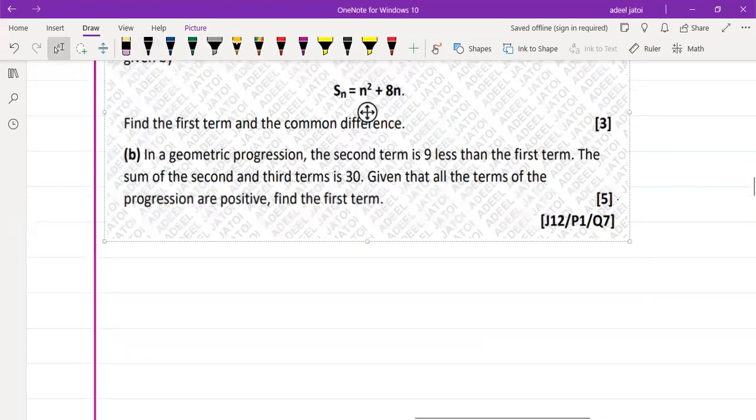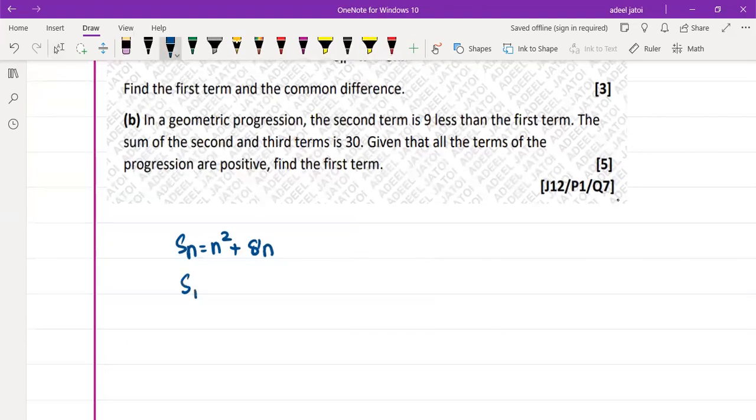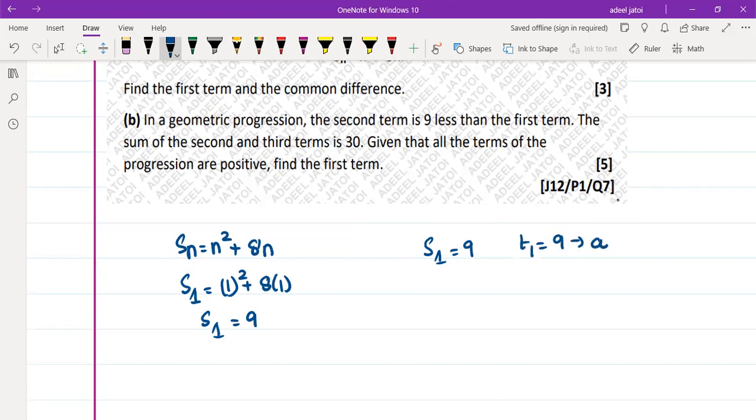So it's just the basic thing that you should be knowing is that the sum of the first term is basically the first term. So sum of the first term: 1 square plus 8 times 1 becomes 9. So if sum 1 is equal to 9, that means the sum of the first term is basically term 1, which is 9, which will be A. The question clearly says find the common difference.